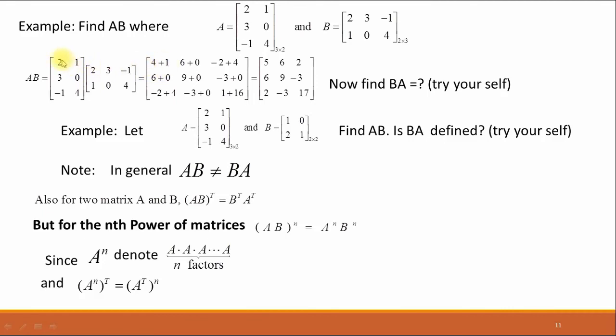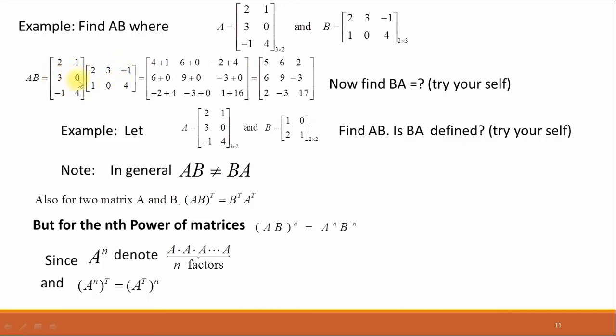Now apply this row to the second column. We get 2 multiplied by 3 is equal to 6 and 1 multiplied by 0 is equal to 0. Now apply this row to this column. 2 multiplied by minus 1 is equal to minus 2 and 1 multiplied by 4 is equal to 4. Now fix this row and apply it to each column of matrix B.